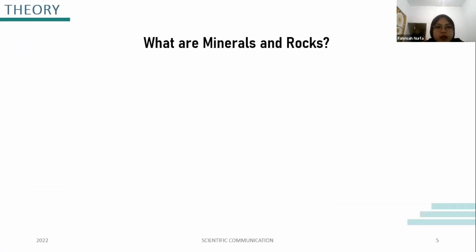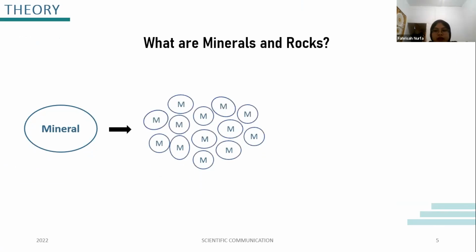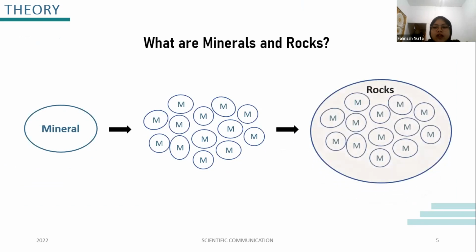About the theory, what are minerals and rocks? Minerals are substances that occur naturally and have physical and chemical properties related to their structure and composition. If we have many minerals composed together, we can have a rock. So a rock is a collection of minerals arranged in a single unit to form a larger size.